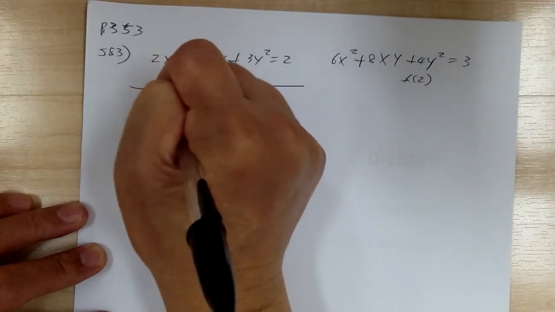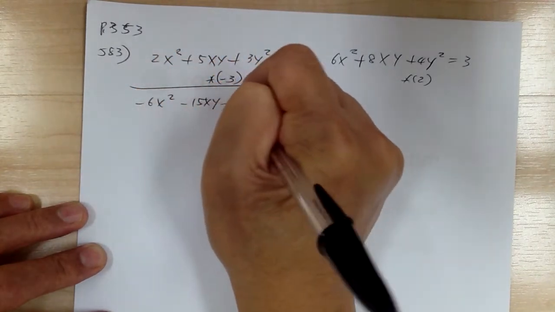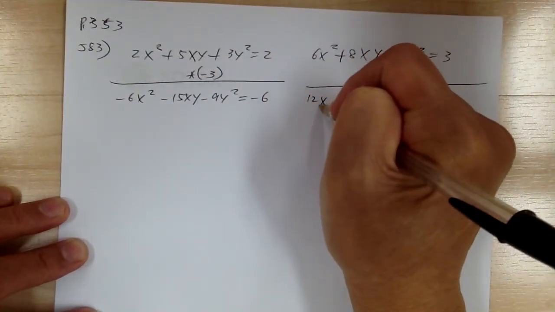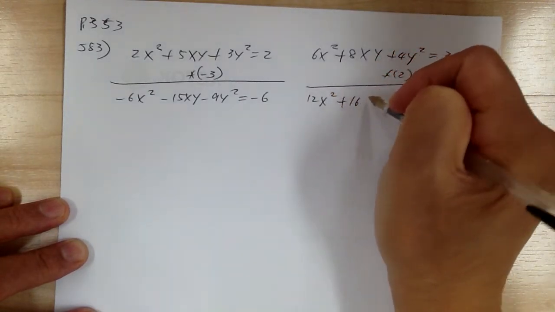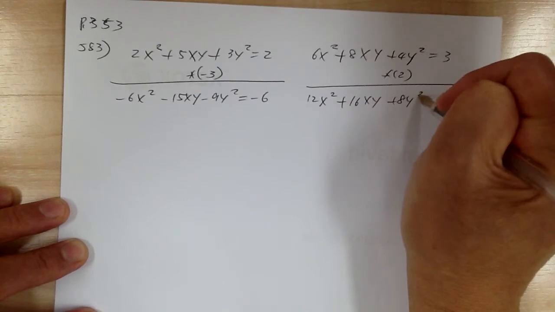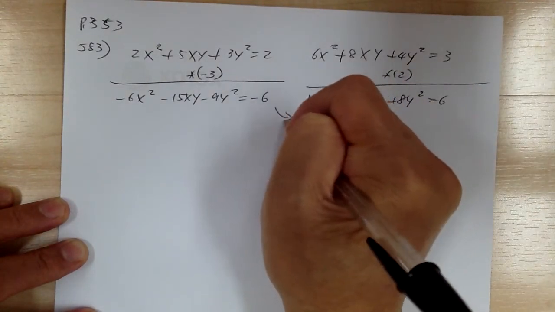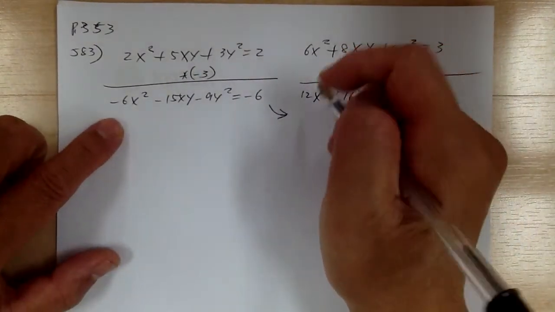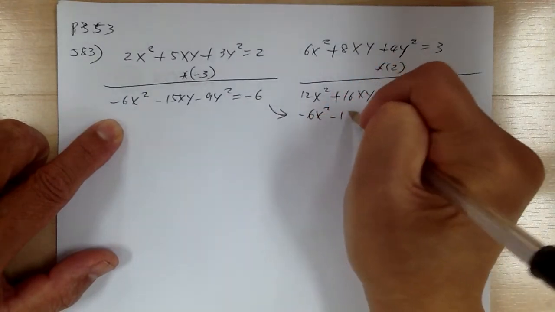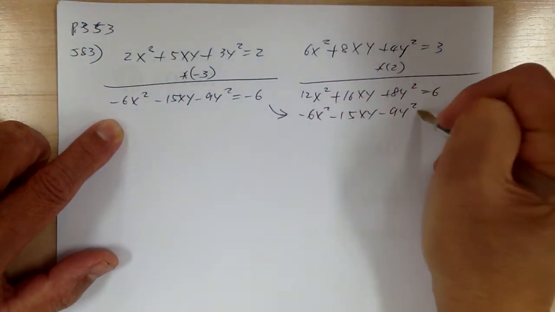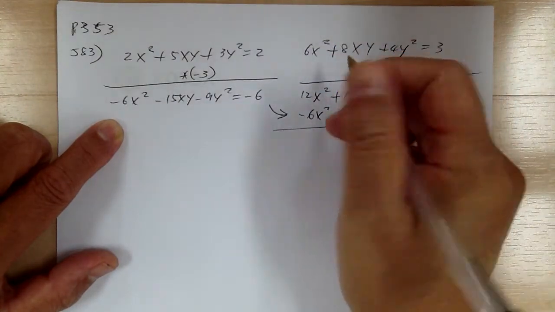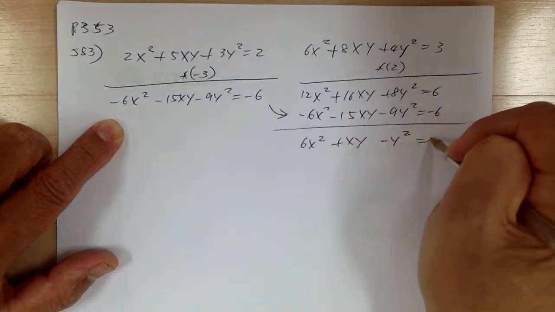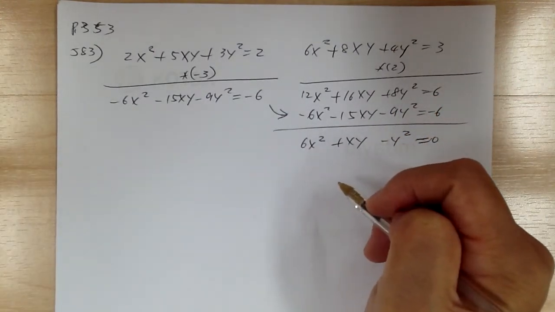So you're going to get negative 6x squared minus 15xy minus 9y squared equal to negative 6. This one over here, I get 12x squared plus 16xy plus 8y squared equal to 6. And put this under here. Again, we try to eliminate the number to make it equal to 0 so we can do factoring. So now when we add, we get 6x squared plus xy minus y squared equal to 0. Okay, so now we can go and do the factoring.